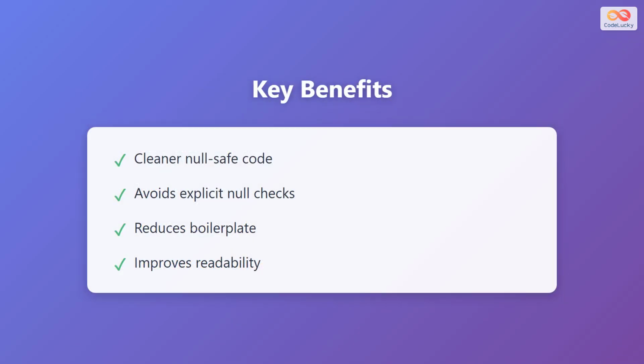Let's recap the key benefits of using the let function. First, it produces cleaner null-safe code by eliminating verbose if statements. Second, it avoids the need for explicit null checks, making your code more concise. Third, it reduces boilerplate code, allowing you to focus on the actual logic. Finally, it greatly improves code readability by clearly expressing intent. The let function is an essential tool in Kotlin for working elegantly with nullable objects.